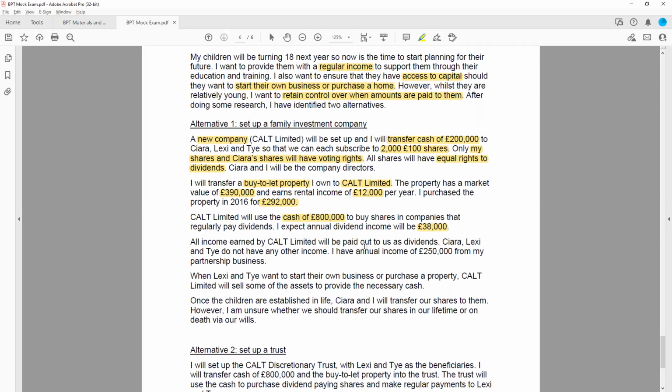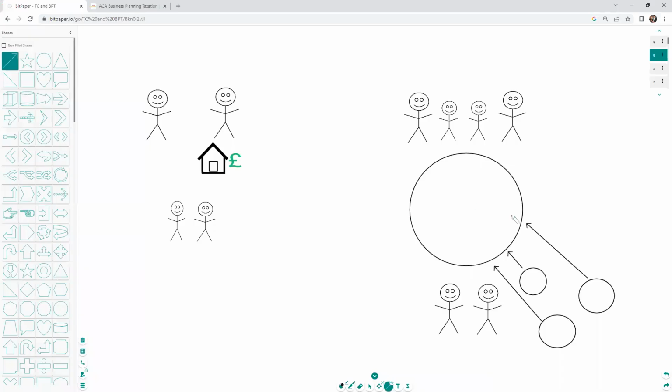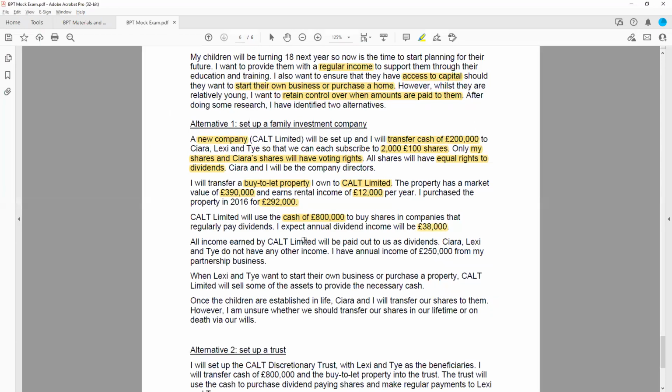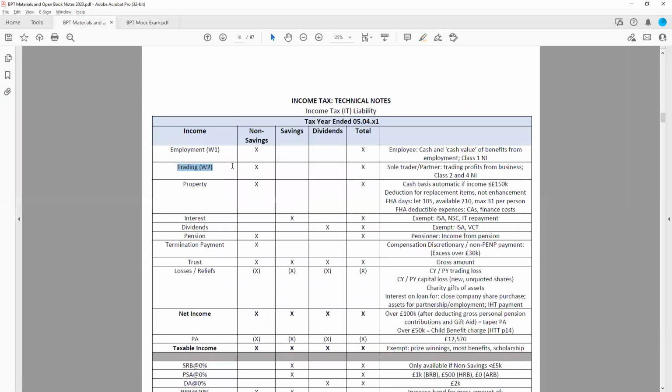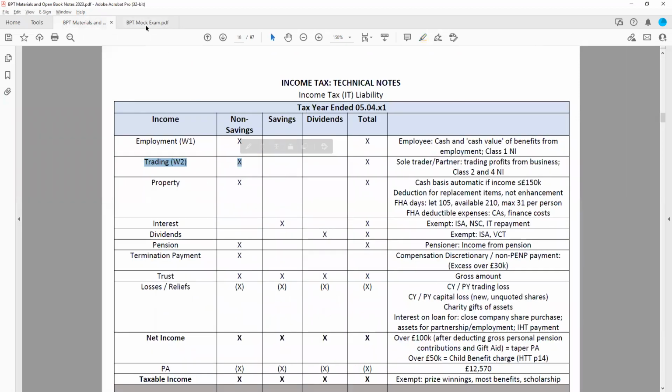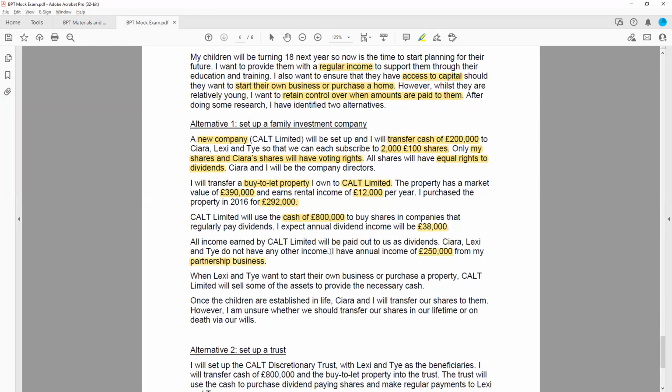All income earned by the company will be paid out to us as dividends. Kira, Lexi and Ty do not have any other income. So obviously the company's going to have cash in it and then that needs to be extracted by the shareholders and they're each going to receive some dividends. I have annual income of 250,000 from my partnership business. So clearly, this is Anna has got trading income. So in her income tax computation, she's obviously got trading income in there and is clearly an additional rate taxpayer, has lost the personal allowance, etc.